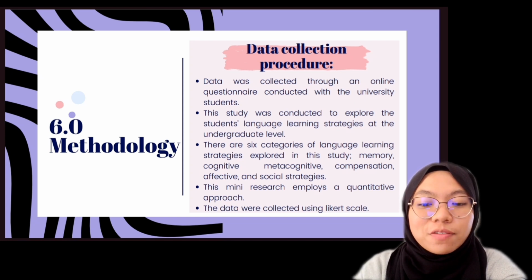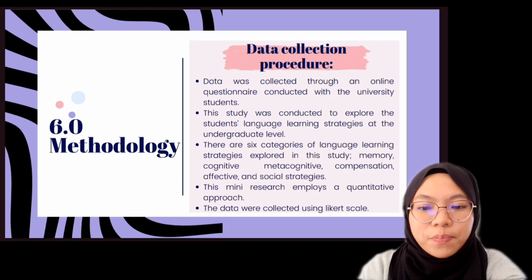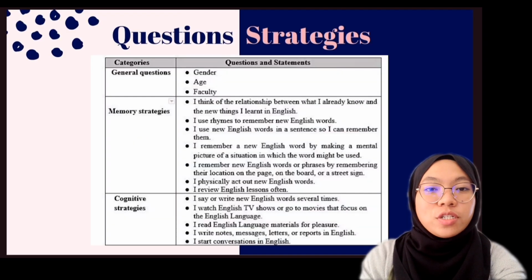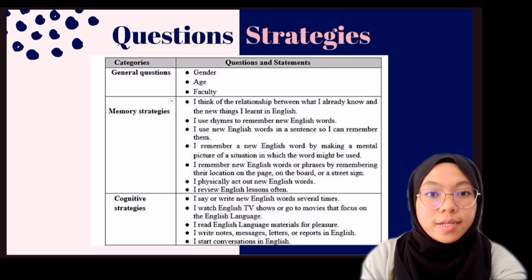There are 6 categories of language learning strategies explored in this study: memory strategies, cognitive strategies, metacognitive strategies, compensation strategies, affective strategies, and social strategies. The findings show that students equally use those 5 strategies. In order to get deeper insights regarding the research topic, this mini research employs a quantitative approach. In regard to that, the data were collected using a Likert scale. Several agree and disagree statements had been prepared in the questionnaire, and the questions consisted of different strategies, starting with general questions as well as other strategies.